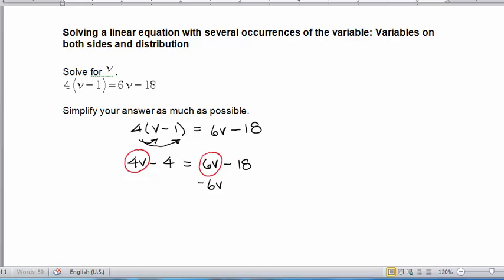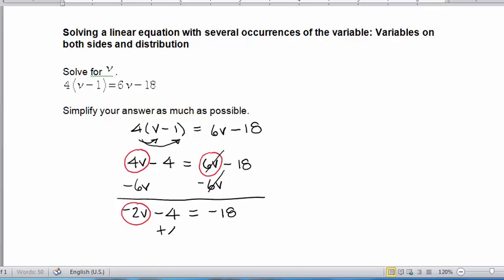So I'm going to subtract 6v from both sides. That way I get rid of it on the right. 4v minus 6v is simply negative 2v. I'm going to bring down the rest of what I have here: minus 4 equals negative 18. Now I only have one term with the variable, which is negative 2v, so I'm going to try to isolate that.